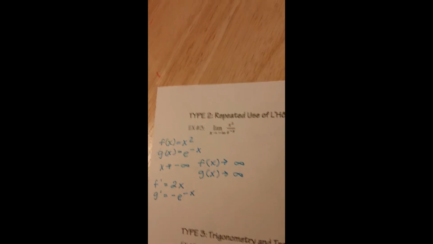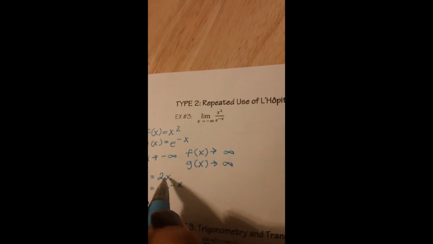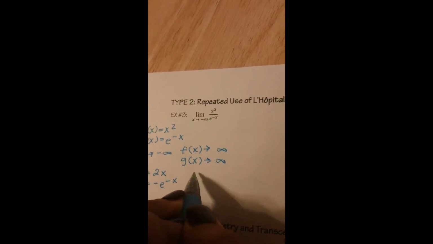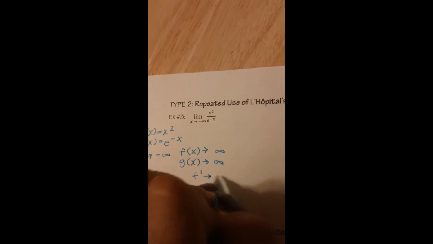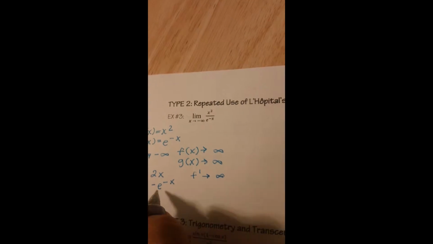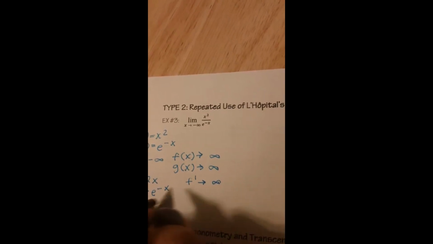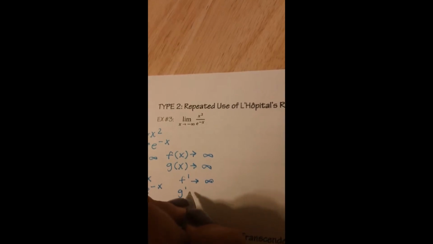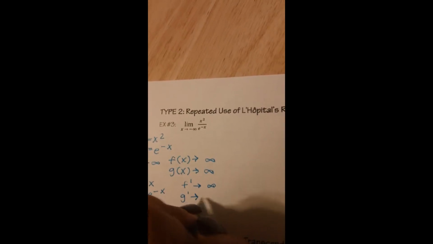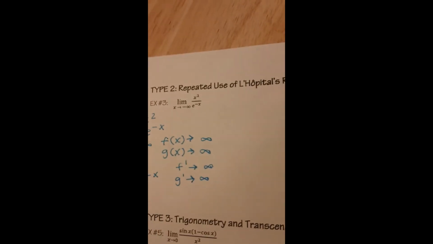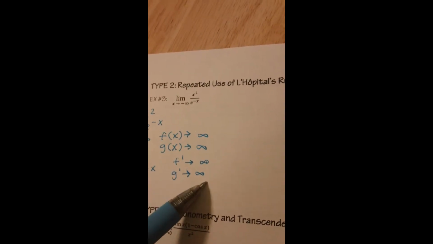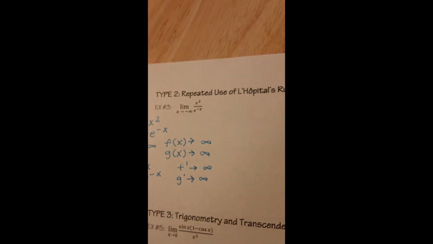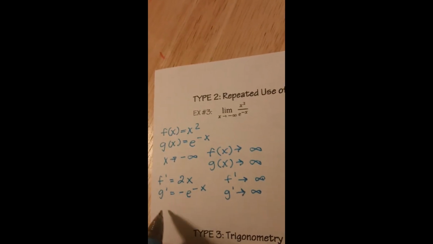But then again here, if we look at the limits, this is just a straight line. So f prime will still approach infinity. This is an exponential function. When x approaches negative infinity, it will still approach infinity. So again, we still have infinity over infinity, which is not what we want. So we're going to have to take the derivative again.